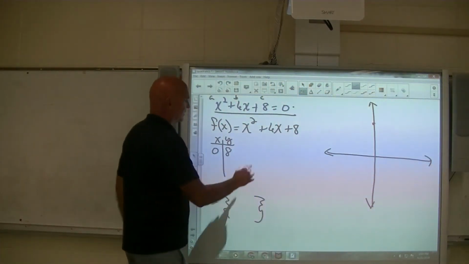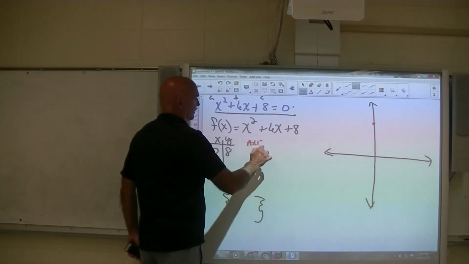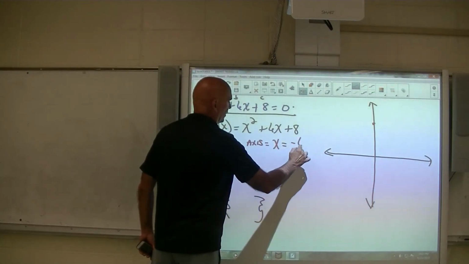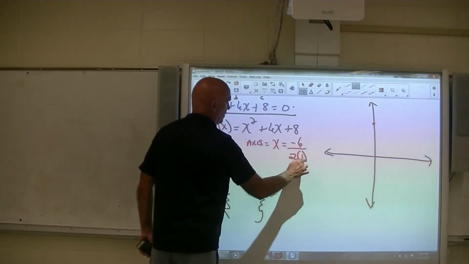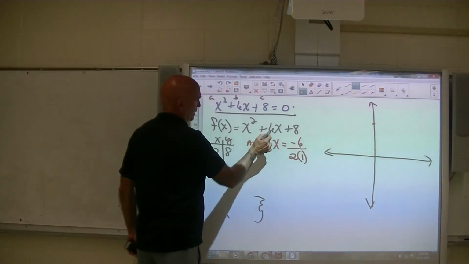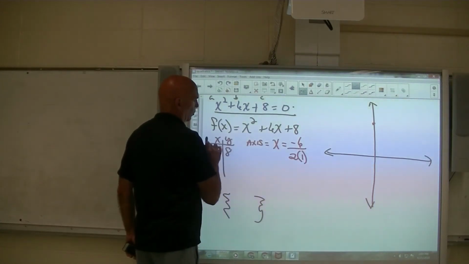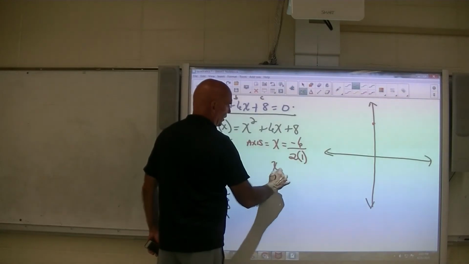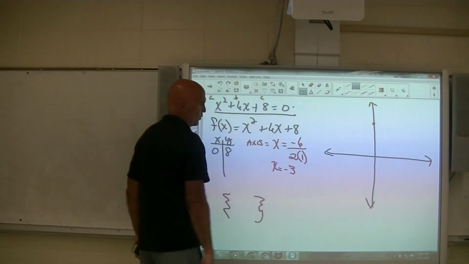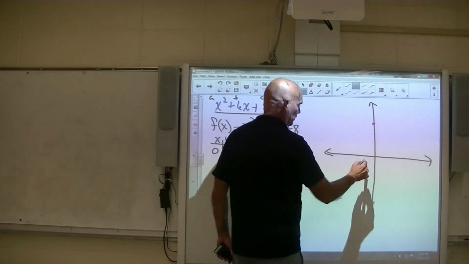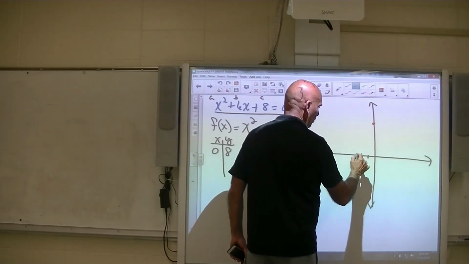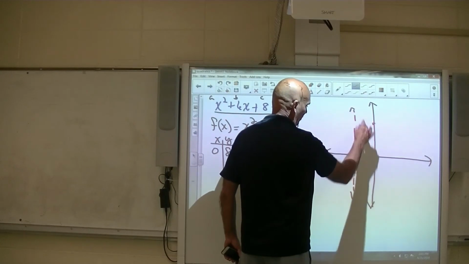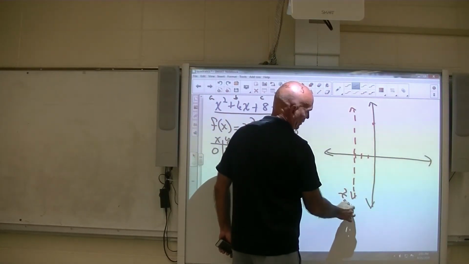Let's find the axis of symmetry. x equals negative b over 2a. So that's negative 6 over 2 times 1, because b is 6 and a is 1. So negative b over 2a is the axis of symmetry, the line x equals negative 3. So that's like this: 1, 2, 3. There's your axis of symmetry. The line x equals negative 3 is the axis of symmetry.